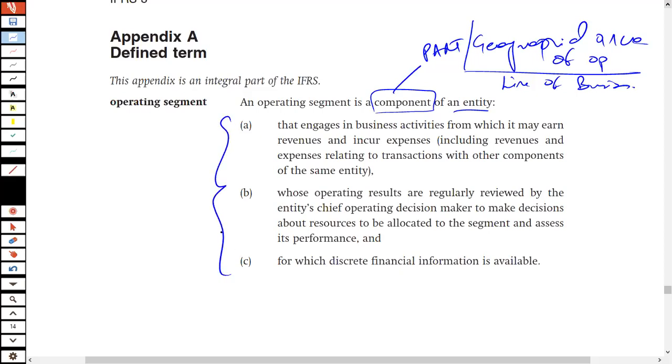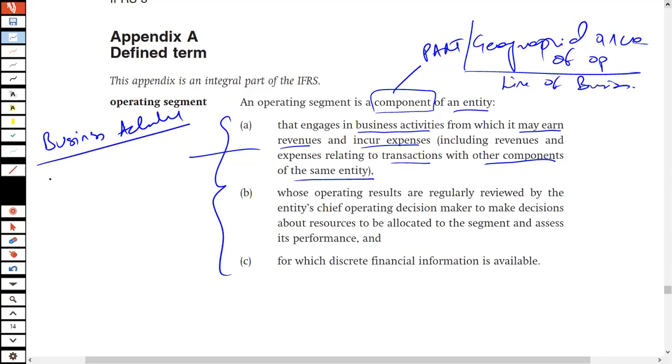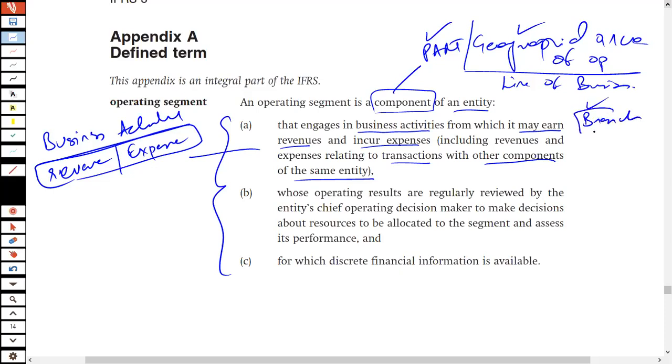So an operating segment is a component of an entity that meets all these three conditions. What are these three conditions? First, it engages in business activities from which it may earn revenues and incur expenses, including revenues and expenses relating to transactions with other components of the same entity. So in short, it is engaged in business activities. And what exactly do you mean by engaged in business activities? That is, it generates revenue and it incurs expenses. This specific component, which could be a division, a geographical area of operation, a line of business, a branch office, etc., has to do all this.